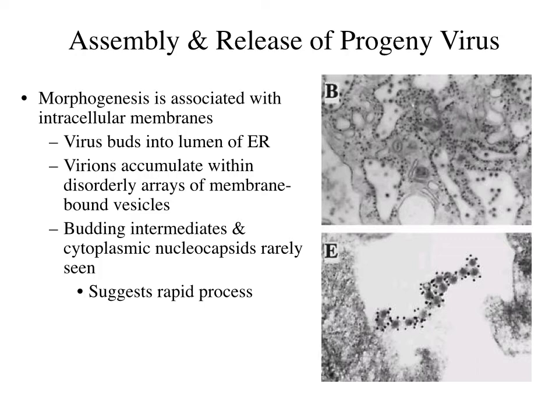Flaviviruses assemble their virions inside the cell by using intracellular membranes for envelope formation. Assembly of the nucleocapsid takes place at the cytoplasmic face of membranes with which PRM and E proteins are associated. Virus buds into the lumen of the ER and forms disorderly arrays of membrane-bound vesicles, as you can see in the EMs on this slide.